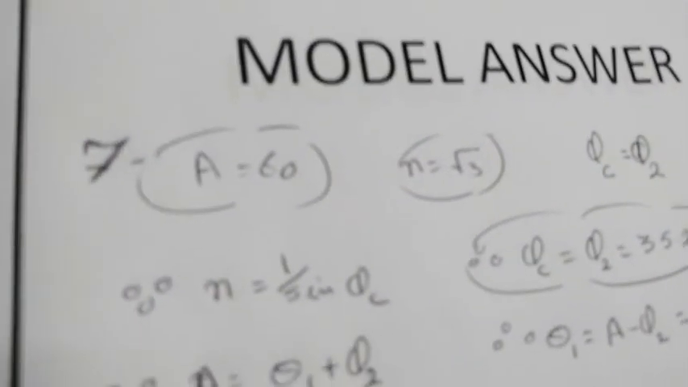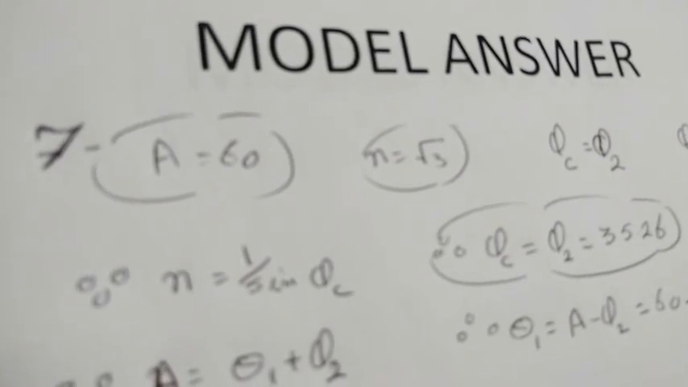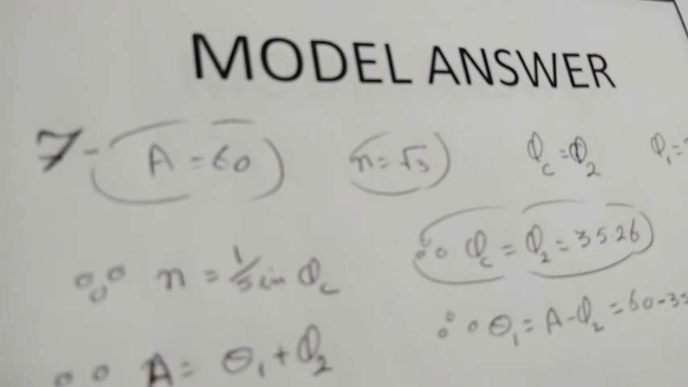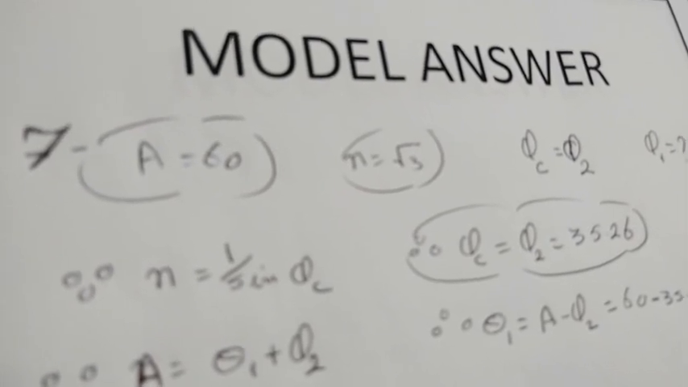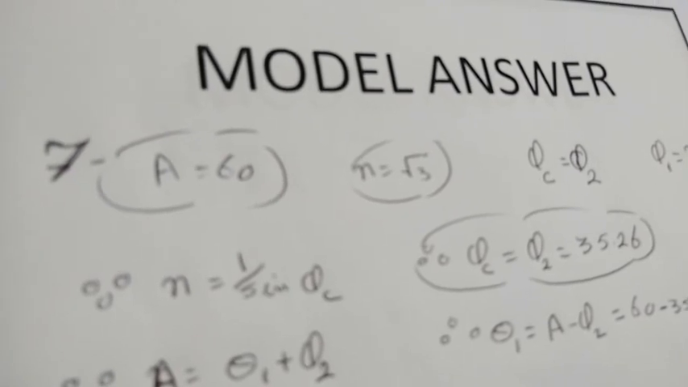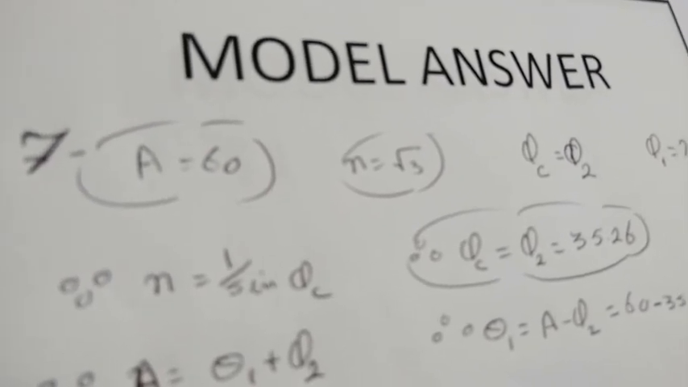So A equals 60 and N equals √3. He said minimum angle that makes the light ray emerge. So we have case of critical angle, but which angle? Phi 2. Why? Because critical angle is reached when light travels from the high dense medium to the low dense medium. So phi 2 will be equal to the critical angle. He wants phi 1, which is the angle of incidence.